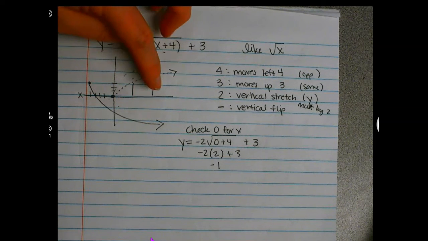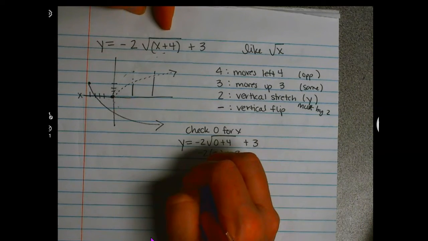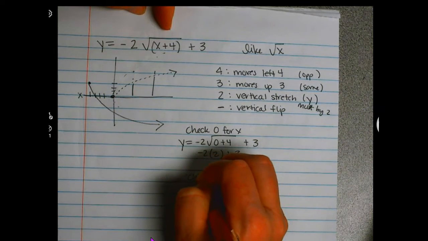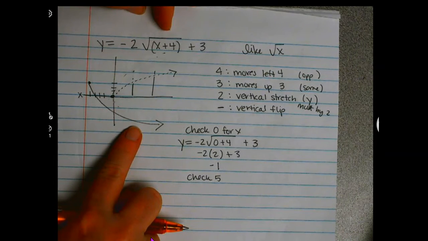What if I did something else that would work out evenly? Let's say I did 5. Let's check 5. Did you get negative 1 for that? Oh. So my graph is not exact.